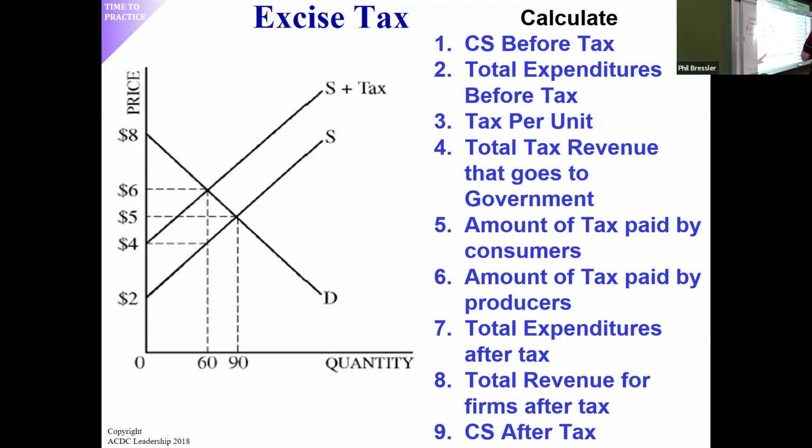Could you just go over what you would do to get 7, total expenditures after tax? Yes. Price times quantity, because consumers don't get anything. All right, have a great day.